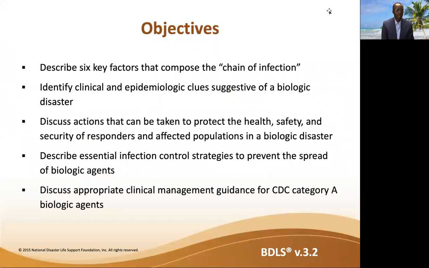Objectives. Describe 6 key factors that compose the chain of infection. Identify clinical and epidemiologic clues suggestive of a biologic disaster. Discuss actions that can be taken to protect the health, safety, and security of responders and affected population in a biologic disaster.